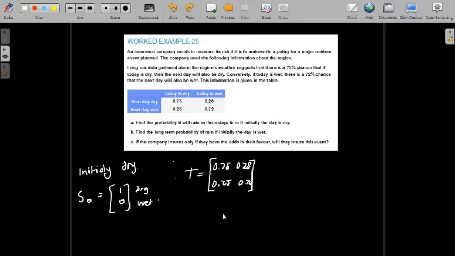And working out the probability it will rain in 3 days' time. So working out what S3 is. And S3 is going to be our transition cubed times our initial matrix. And if we do that, put your matrices in, cube the transition matrix, and we'll get 0.577275 and 0.422725.